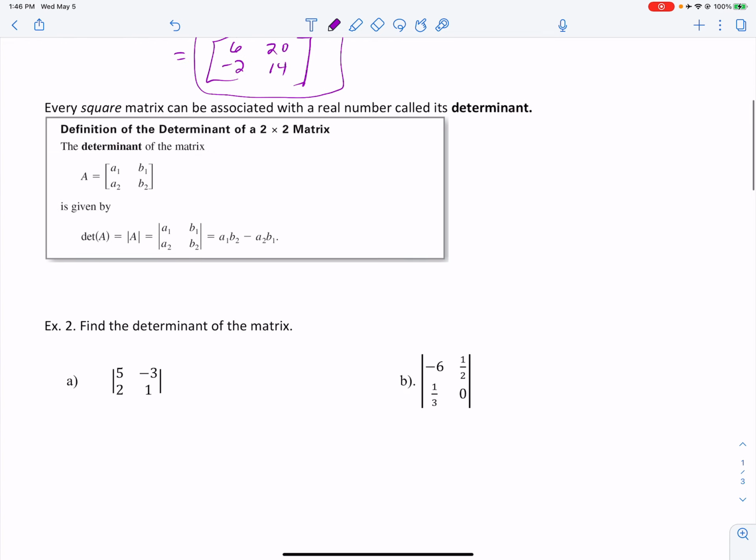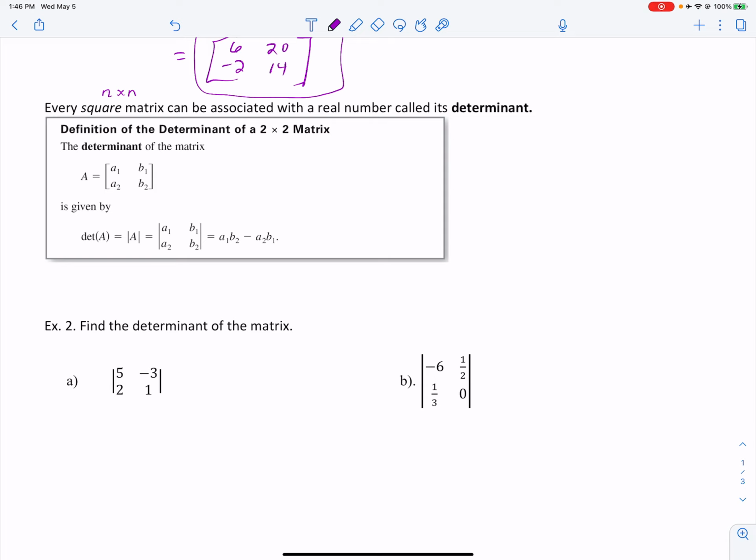Now, every square matrix, and a square matrix is defined such that the number of rows and number of columns are the same. So it's a 3 by 3, 2 by 2, 4 by 4. And every square matrix can be associated with a real number called its determinant. So the end value of a determinant is a single numerical value.